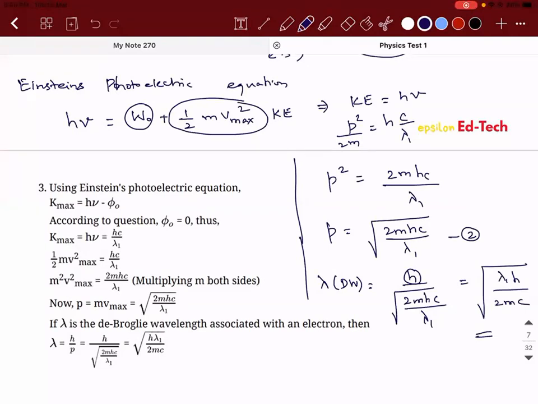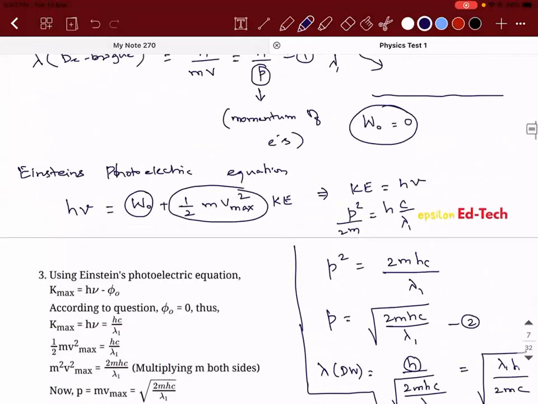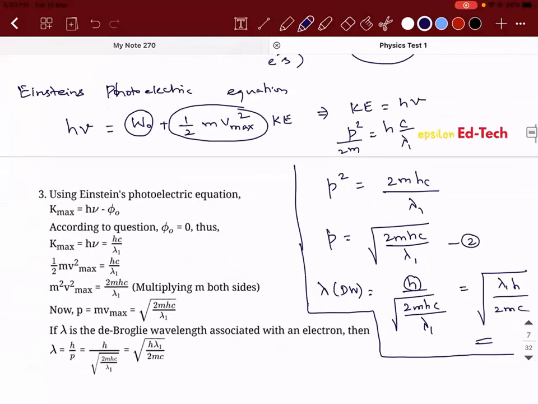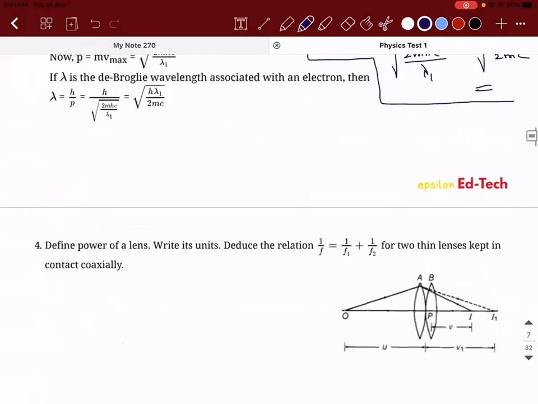Are you guys able to understand? This is a very, very important question. Mark it as important and try it again. Lambda 1 into h divided by 2m into c. Okay, moving on to the next one.